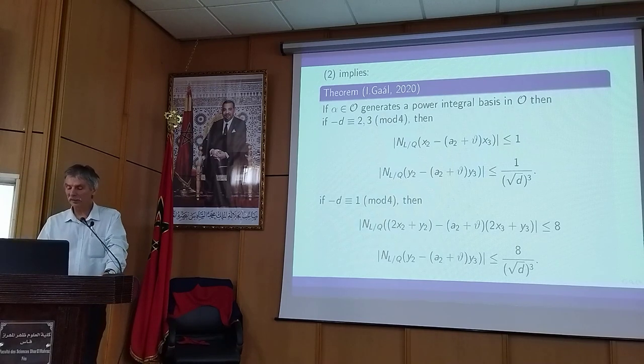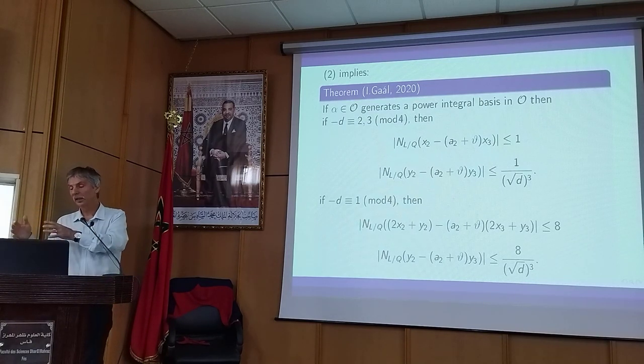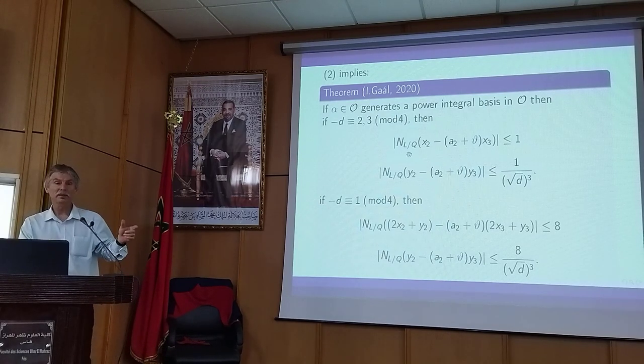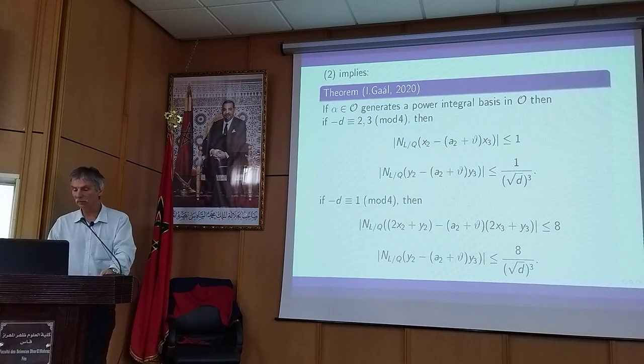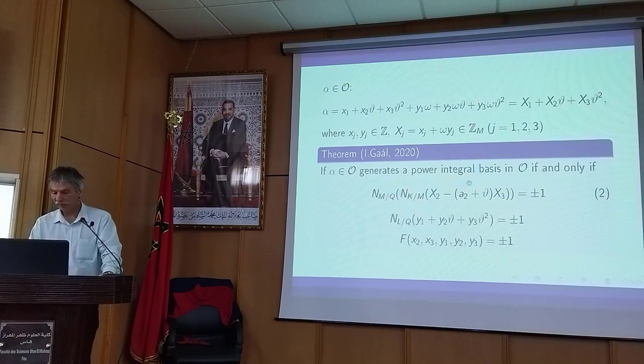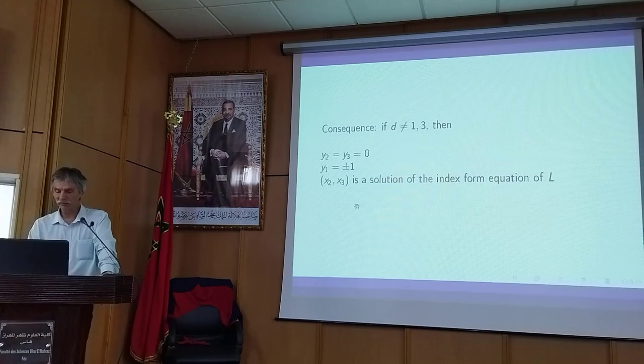So this way we found this case, when our sextic number field is the composite of imaginary quadratic fields and totally real cubic number fields. In that case, the first factor of the index implies these two equations. The first one is the original index form equation corresponding to the totally real cubic number field. This is a cubic index form equation. We can solve it. And the second equation implies that y2 and y3 both have to be equal to 0. And from that, if y2 and y3 are equal to 0, then the second equation implies that y1 has to be equal to plus or minus 1. So in this case, we can completely solve the index equation.